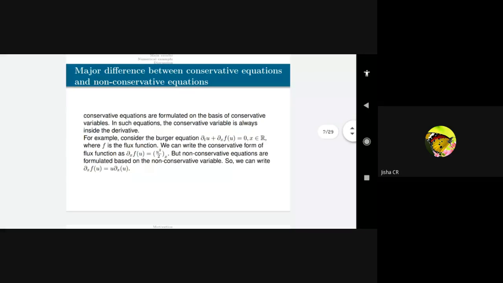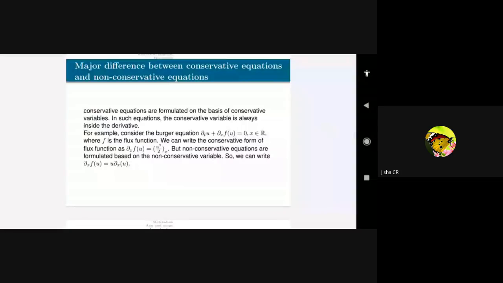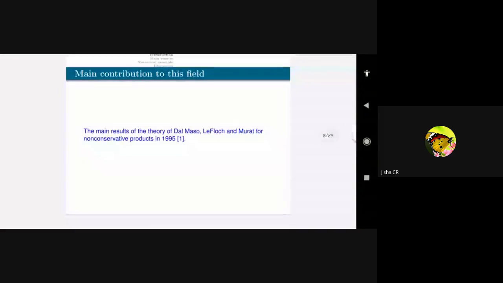The major difference between conservative and non-conservative equations is that in a conservative equation, the variables are in conservative form. For example, for the Burgers equation, we consider ∂t u + ∂x f(u) = 0. For the Burgers equation, the flux function is u²/2. But if it is non-conservative, we cannot write this form. We can write only u ∂x u. Next slide, please. The main contribution to this field, the main result of the theory, is by Dal Maso, LeFloch and Murat for non-conservative products. Next slide.